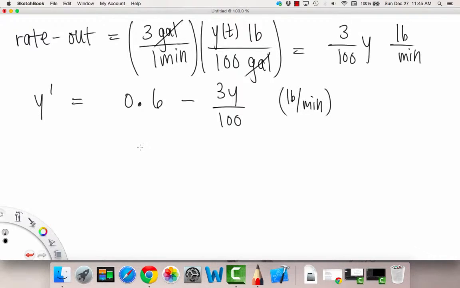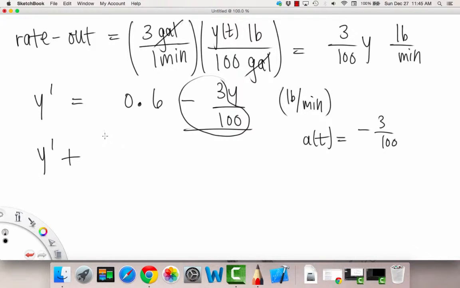Let's solve our ODE now. So our A of t is equal to whatever the coefficient of our original function is, which is y. So that would be negative 3 over 100. Okay, and if we move this whole term to the left side, like we're supposed to do with the linear equation, we're going to get this equation here, which is equal to 0.6 now.